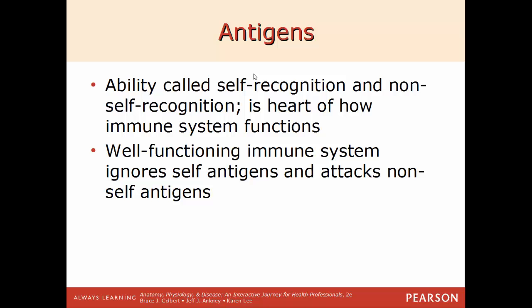And this is the heart of how your immune system works. If your immune system can't determine what is not you, then it can't attack pathogens. So a well-functioning immune system will ignore cells that are you, your own self-antigens, and will attack ones that are foreign. That's how it should work in a normal, well-functioning system.